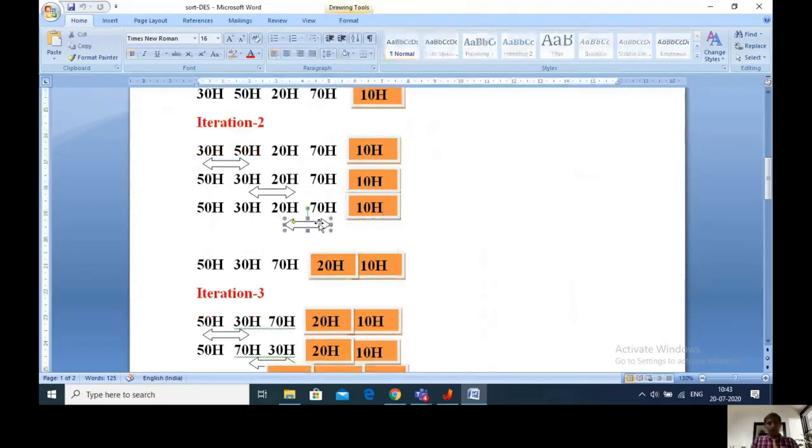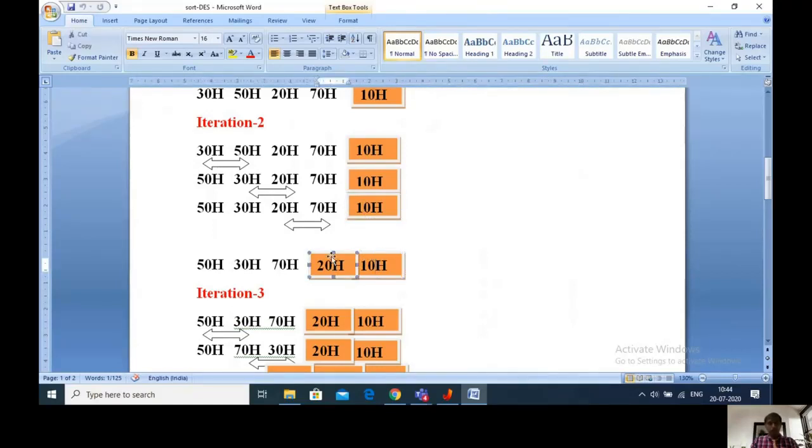So coming to the third comparison. In the third comparison, I am comparing the third byte with the fourth byte. In this problem, my third byte is less than the fourth byte, so I need to exchange. After exchanging, 70 comes to the third byte position and 20 comes to the fourth byte position. Then write 10 as it is.